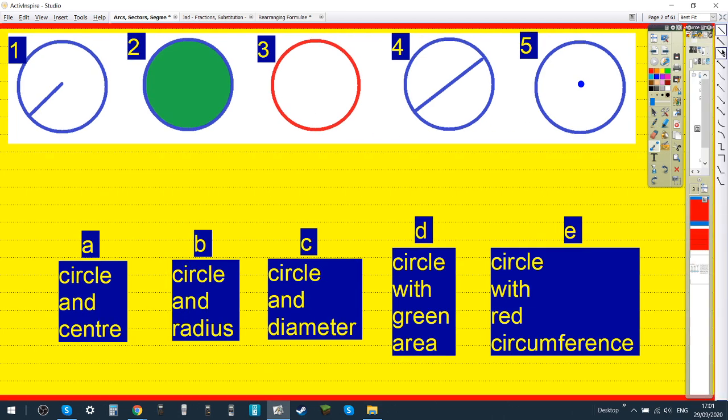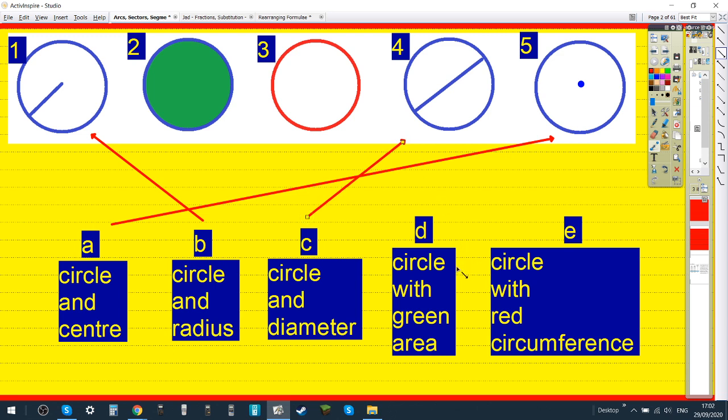A is 5. B is 1. C is 4. D is 2. And E is 3. Great.